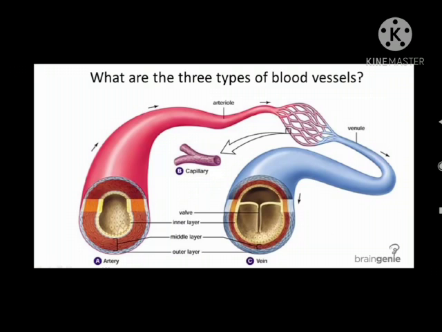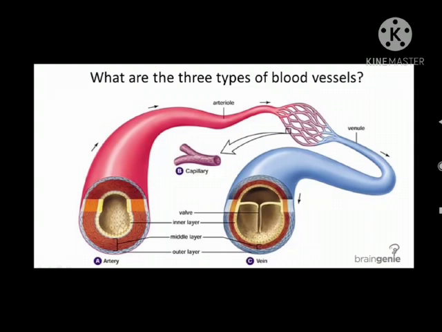So what are the three types of blood vessels? First is your artery, second is your vein and third is your capillary. This red color is your artery, blue color is your vein, and in between, this network is called capillaries. Capillaries are very thin vessels, right? Vessels are actually what? Pipes.